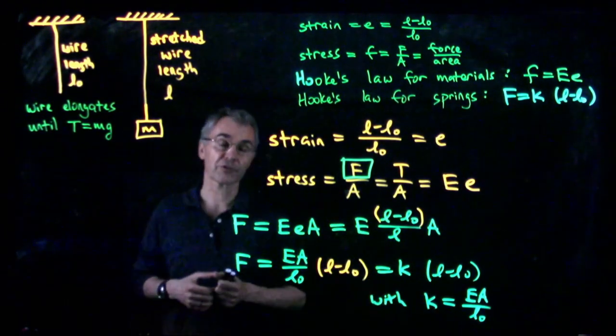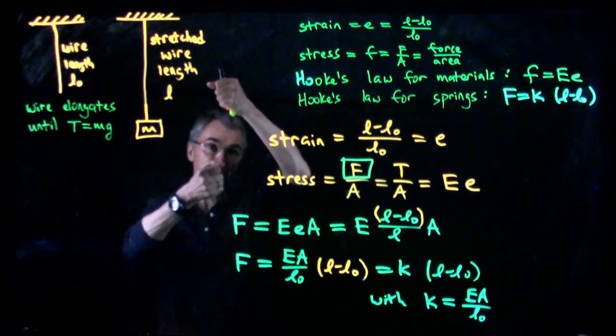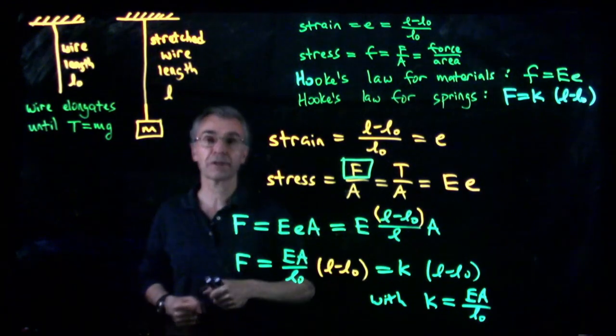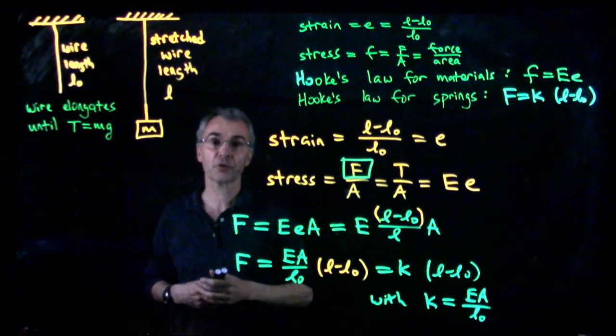That's a little surprising at first. That means if we take a half meter long piece of wire, it will be stiffer than a 1 meter long piece of that same wire. Let's see if we can see that happen with ordinary familiar springs.